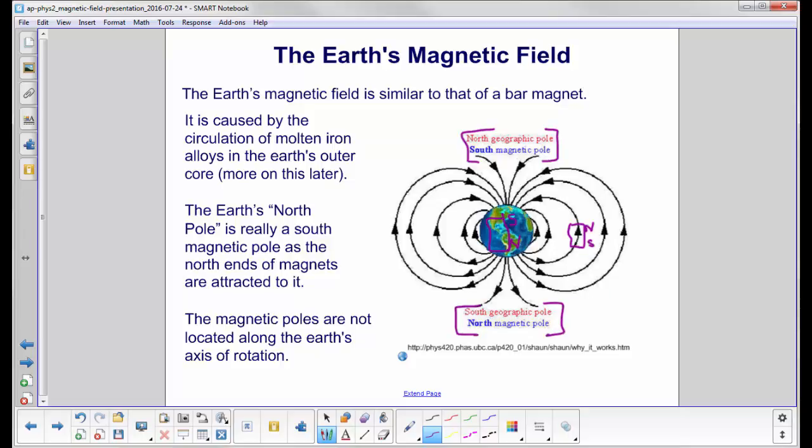What's the origin of this strong magnetic field? Well, it's caused by the circulation of molten iron alloys in the Earth's outer core. We'll talk more about that later. Another little thing here is the magnetic poles are not exactly in the same spot as the geographic pole where the Earth rotates on its axis. It's a little bit off. It's not in the same place.